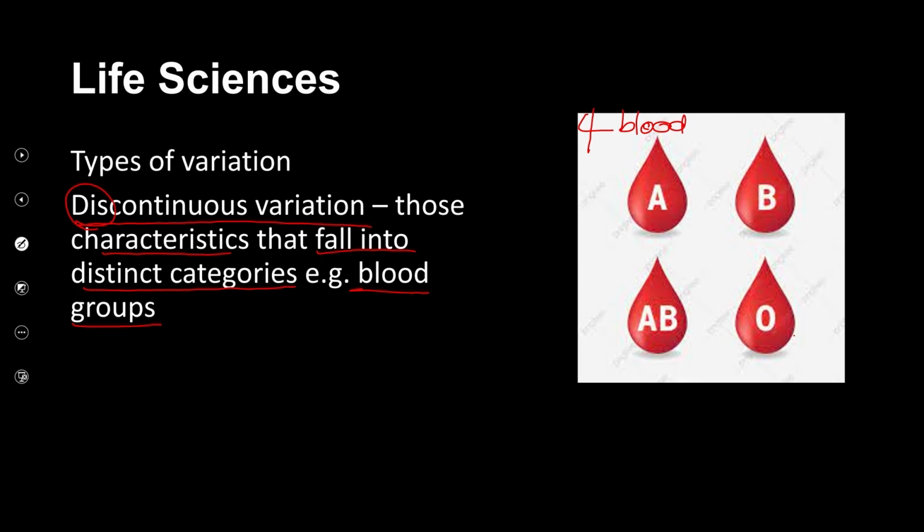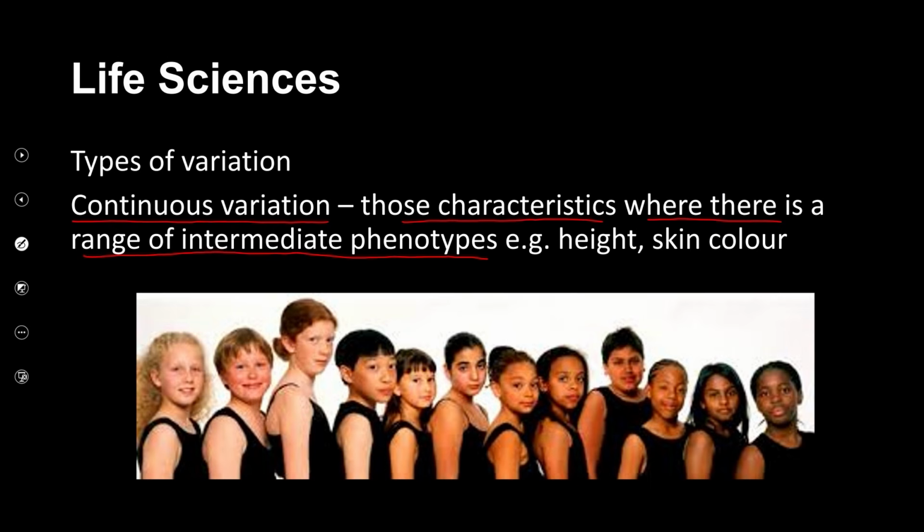All right, so let's go back and have a look just to make sure of the difference between continuous variation and discontinuous variation. Okay, so continuous variation, we said, is those characteristics where there's a range of intermediate phenotypes. So there's a continuation. If you have a look at height here, you can see these girls. Some of them are very short, and then there's one that might be a little bit taller, and they get taller and taller and taller. Or even color of their hair. We might have very light hair, and so it gets darker as the continuum moves along. So that doesn't put them into specific categories.